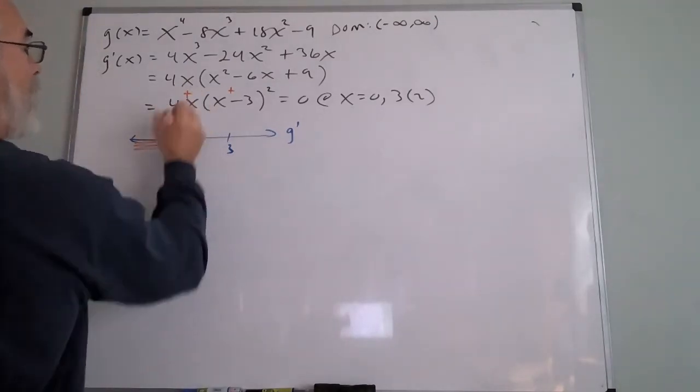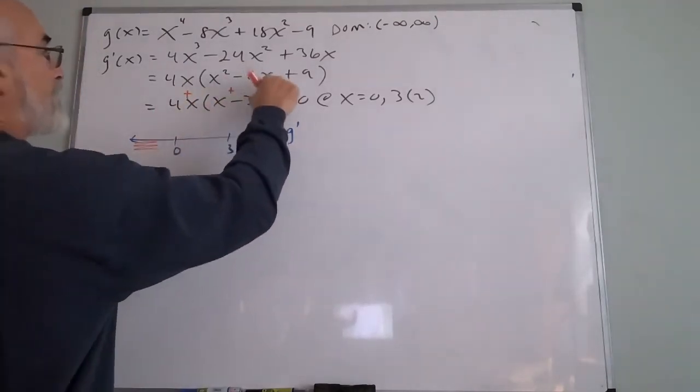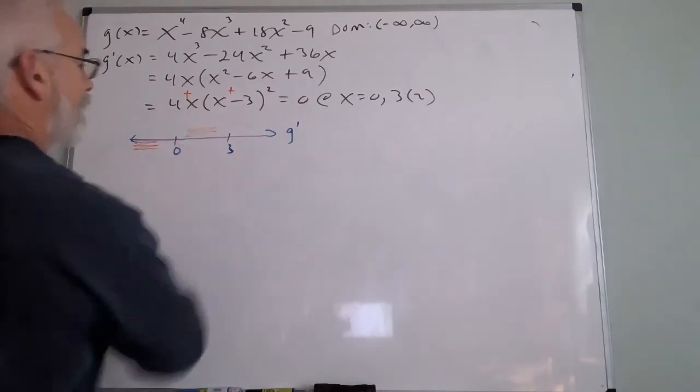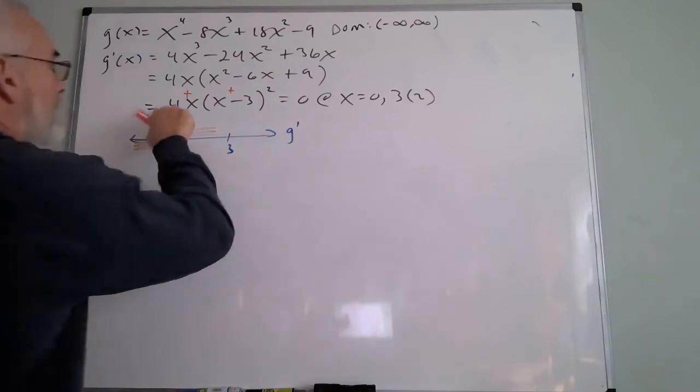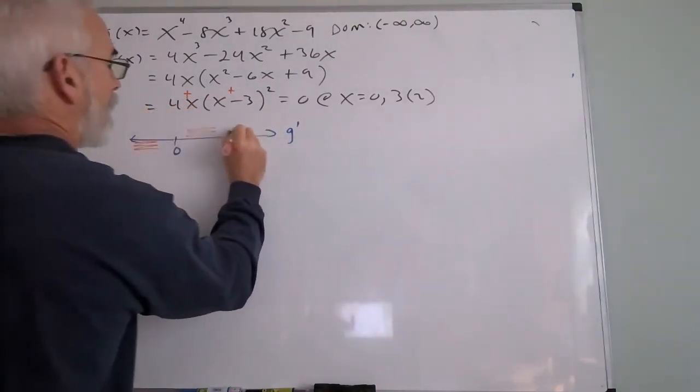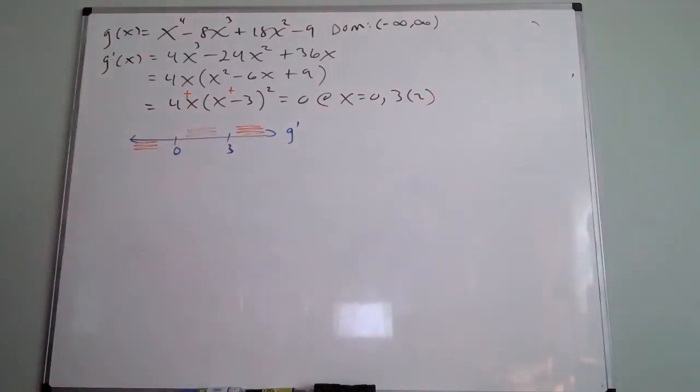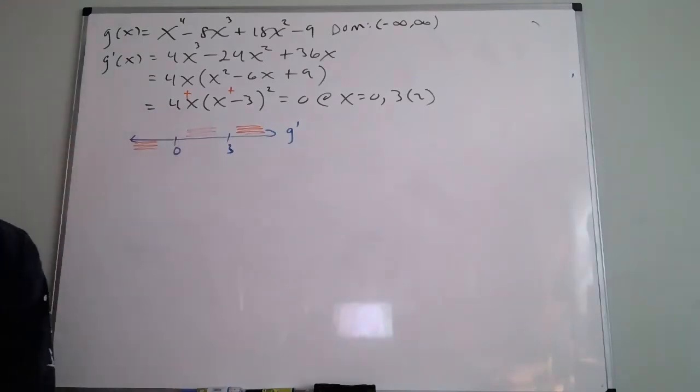4 times 1, that's positive. 1 minus 3 is negative, but when I square it, it's positive. So here, okay. Now let's pick a number bigger than 3. It'd be positive, and I didn't change direction. Again, there's a tendency people would automatically make it alternate.